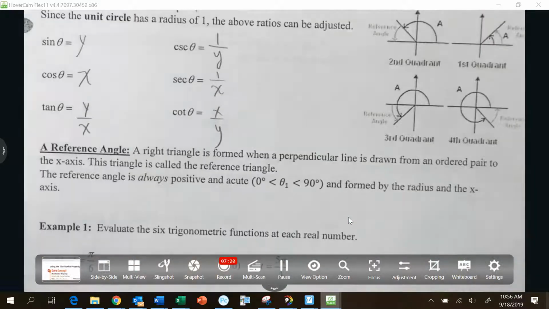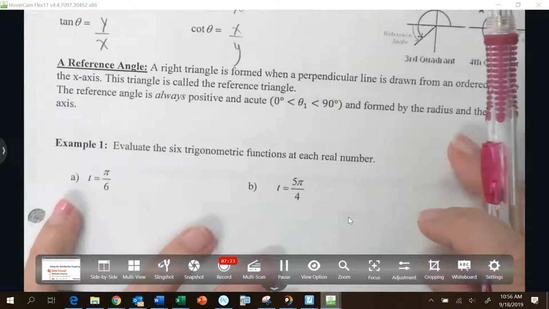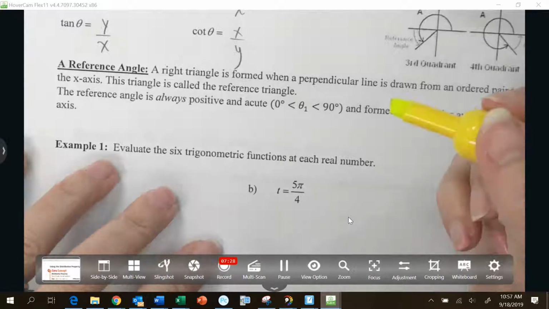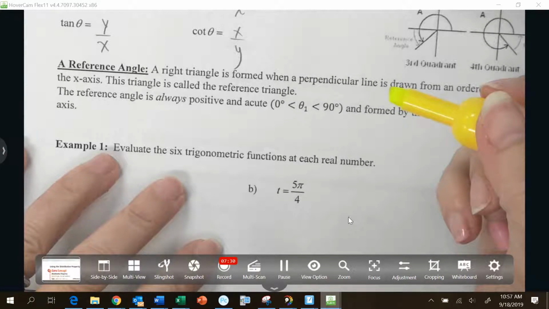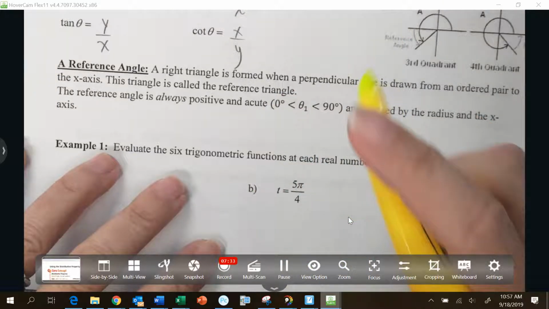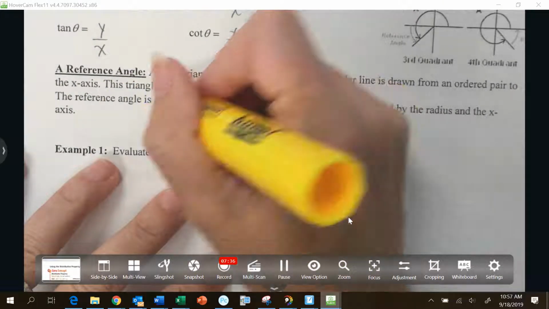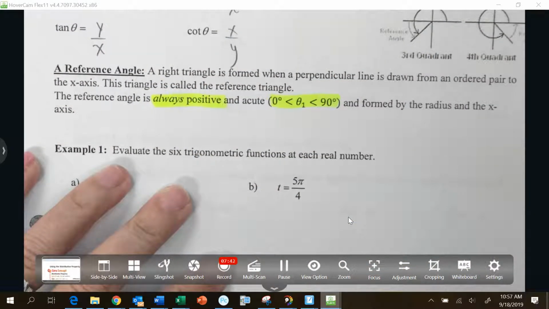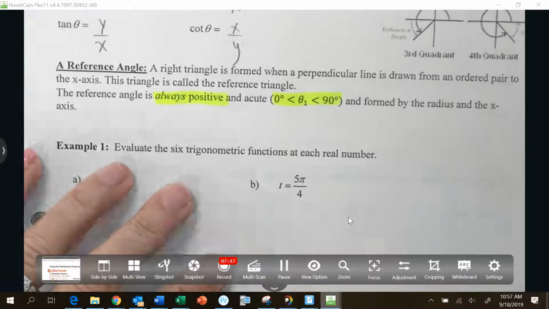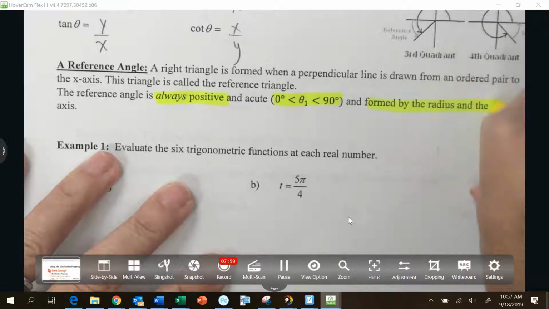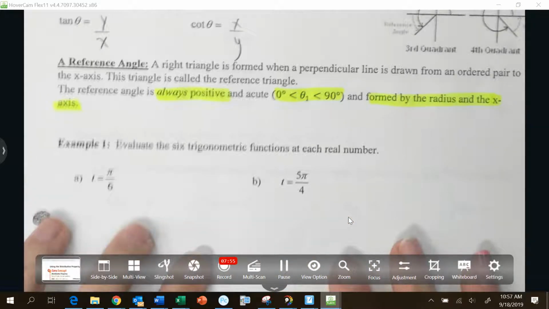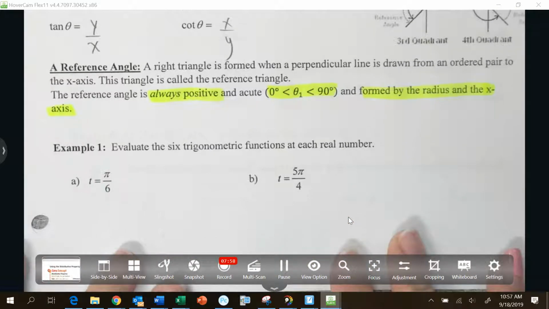A reference angle. I think I talked about this for like half a second before. Reference angles are something people don't remember, and this would be very easy points to get on a quiz, and also really easy points to get off the quiz if you don't know it. Reference angle is always positive. It's always acute, which is between 0 and 90, not equal to 0, not equal to 90. It's always positive, it's always acute, and it's always formed by the radius and the x-axis.